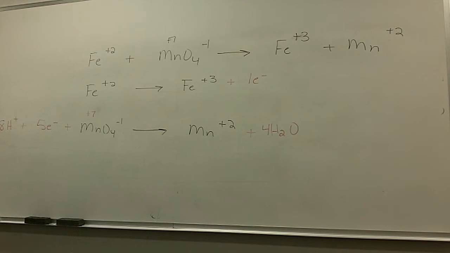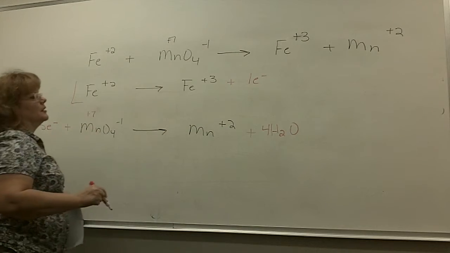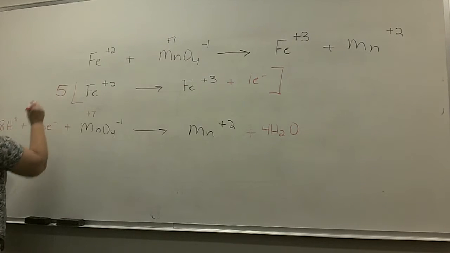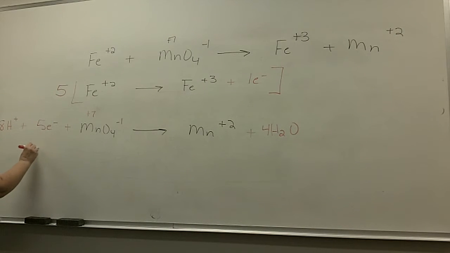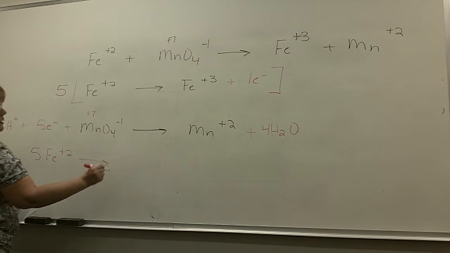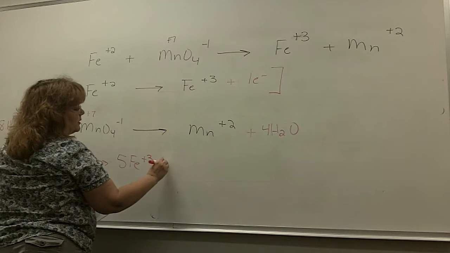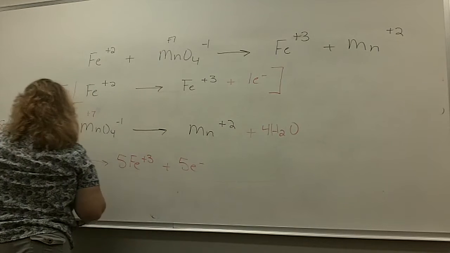Okay. So then, the last step is to balance out the same number of electrons here and the same number of electrons there in both equations. So I've got 5 electrons here, so I'm going to have to multiply this whole thing by 5. And then that becomes 5 Fe plus 2 yields 5 Fe plus 3 plus 5 electrons.